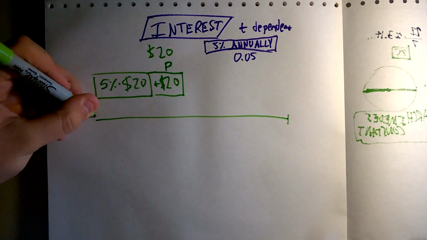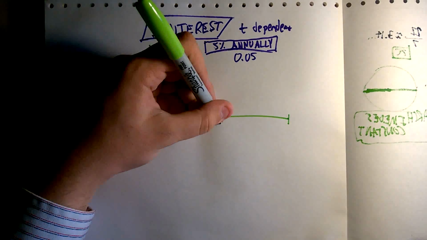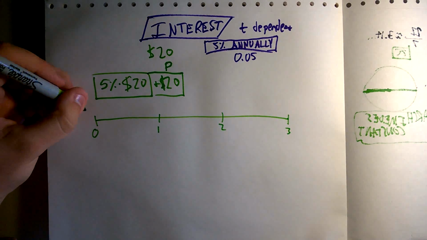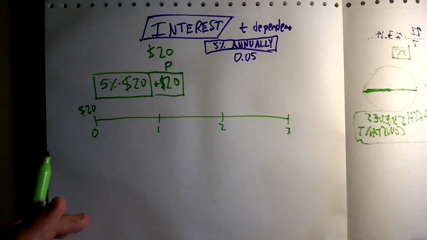Let's create a little timeline. Let's go up to 3. Initial year, first year, second year, 3 years. Alright, so $20 after no years passed is $20. After 1 year, 5% of 20, what is that?